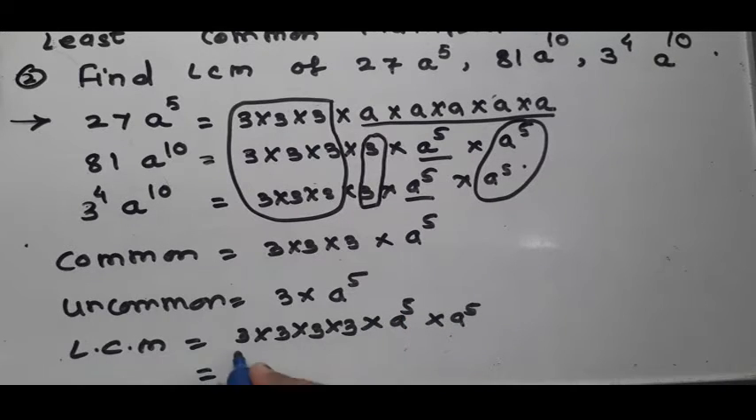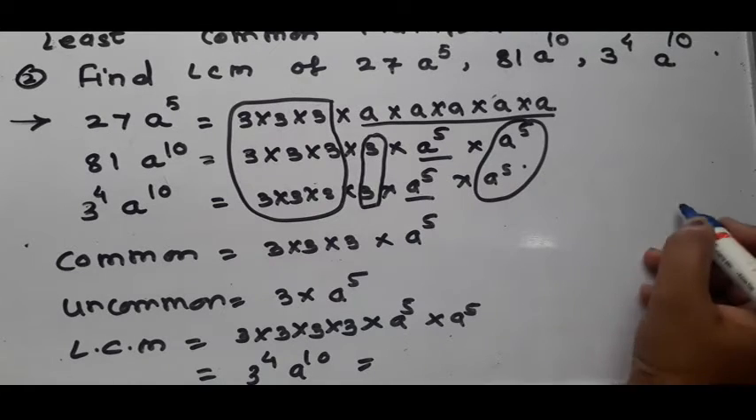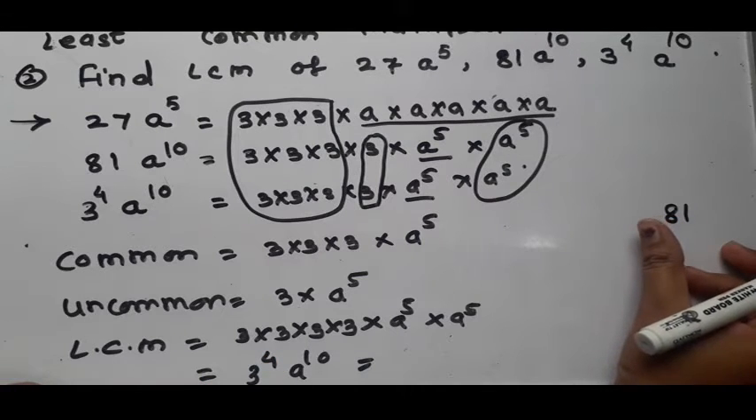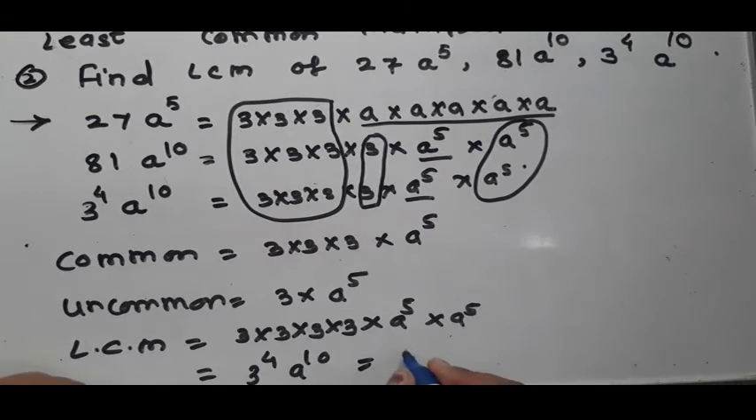That will be equal to 3 raised to 4 a raised to 10. 3 raised to 4 means 81 multiplied by 3, 3 into 3 is 9. 3 raised to 4 means 81 into a raised to 10. So this is our answer.